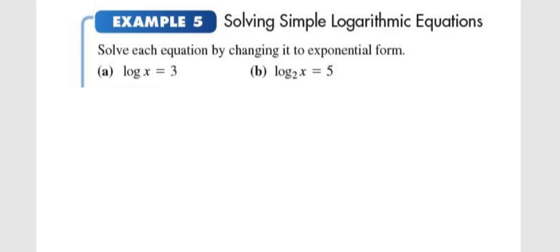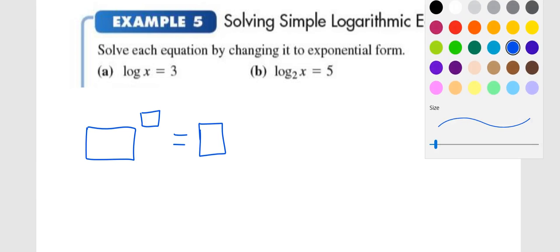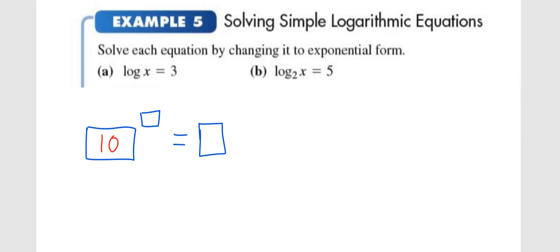Now, when we get to solving simple logarithmic equations, this goes back to what we talked about before, changing to its exponential form. So some of this is going to seem a little bit redundant. You have to look at it and find the base, then find the exponent. In this case, the exponent is not the unknown quantity. It's a 3. The unknown quantity is the argument of the logarithm. Now, in order to do this, you must have a single log, okay?